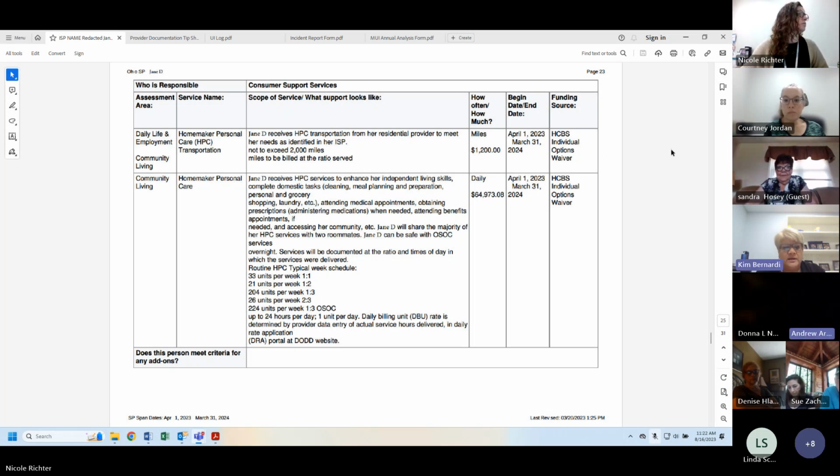So again, in the service support area, that's also where you pull out community activities. She's also going to access the community, so community activities you're going to want to do. And then it's going to tell you how many units per week, normal schedule.